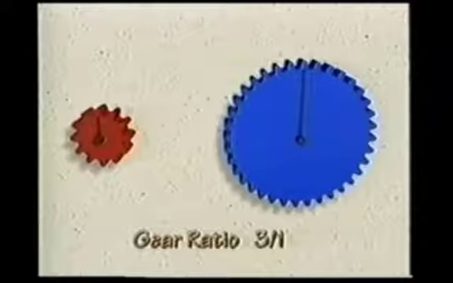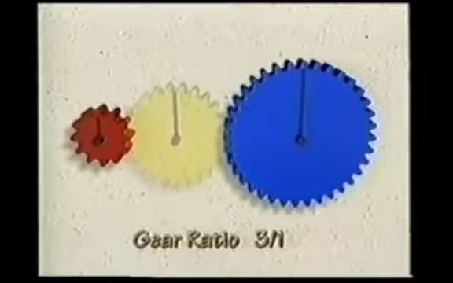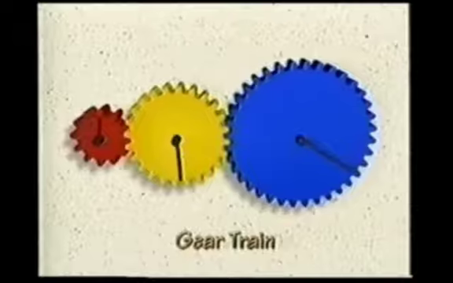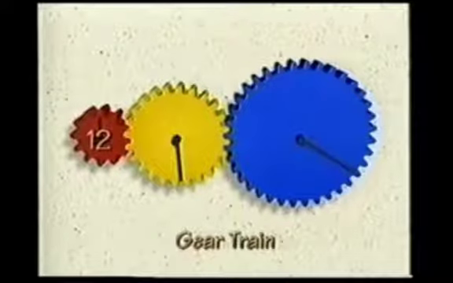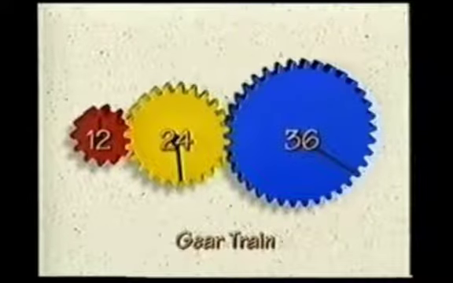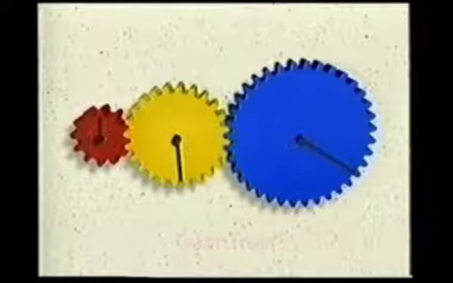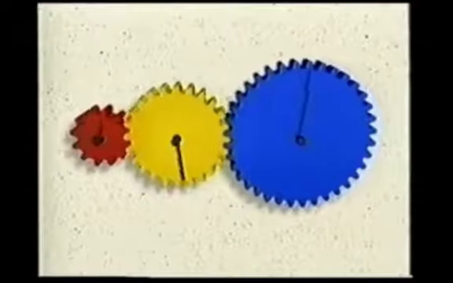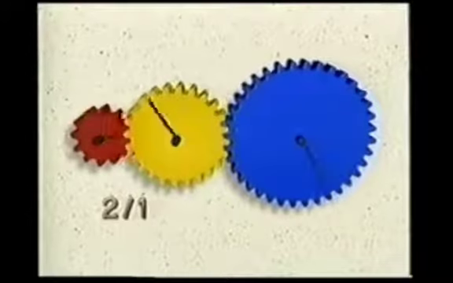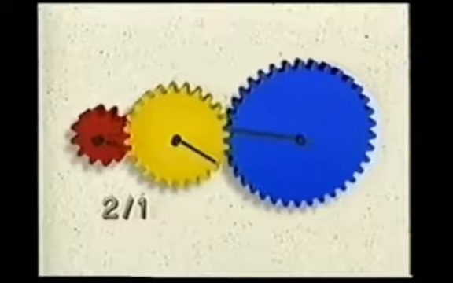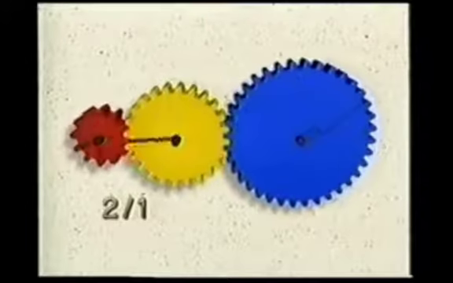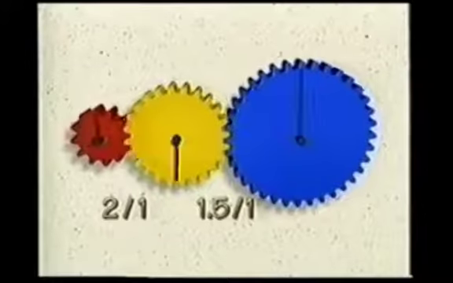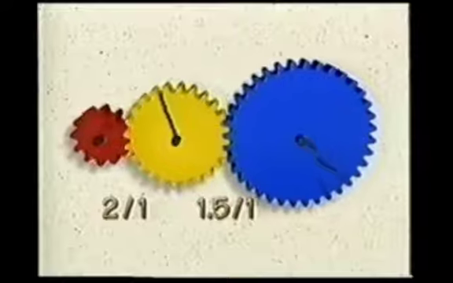If we want the blue gear to rotate in the same direction as the red gear, we can add an additional gear. Now, this is called a gear train. This gear train consists of 12-tooth, 24-tooth, and 36-tooth gears on 3 axles. As before, the small gear on the left turns twice for each turn of the middle gear, for a 2-to-1 gear ratio. The middle gear turns 1.5 times for each turn of the blue gear on the right, giving a 1.5 gear ratio between the yellow and blue gears.